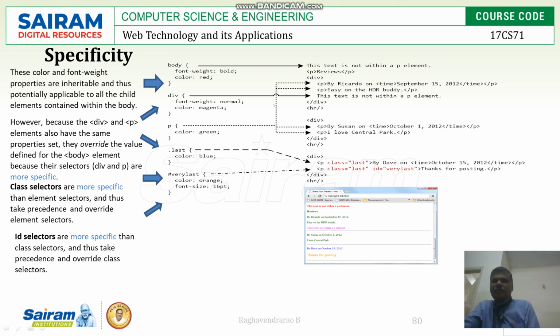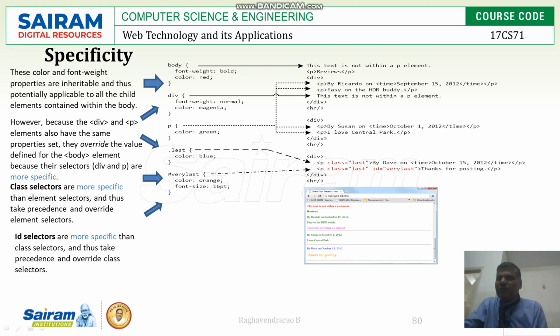Example, now you see this is the body, font weight bold, color is red, correct? What happens in this? You see, this is a paragraph, that is a text. This text is not within the paragraph element. There is a div element, and under that two paragraphs are there, and one normal text. Then the div closes. HR is a horizontal line. Now the things specified here, the same output is written here.